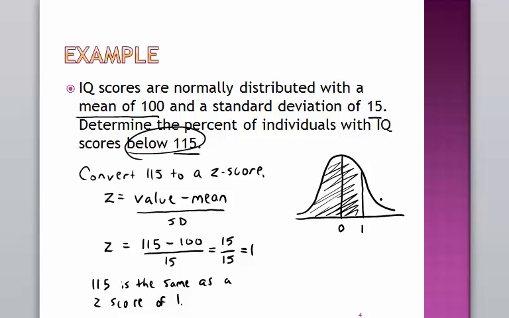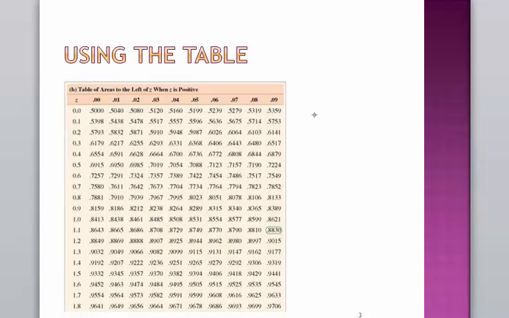Now, from this point on, we're going to work this problem just as we worked previous problems in this section. We're going to go to our positive z-score table. We're going to look up a z-score of positive 1 and find the corresponding area. So we use the first two digits, the 1.0, down the left-hand side, and the hundredths place digit is also a 0. And so we'll intersect those two, and we see that we've got 0.8413.